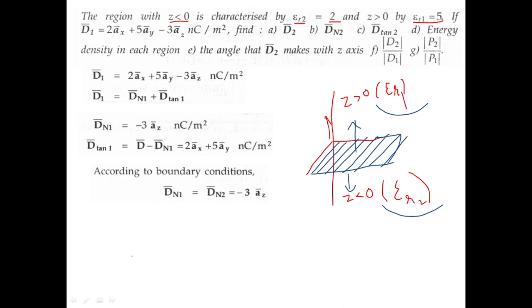So first you need to understand this one. They've specified the boundary. Here the boundary plane is the xy plane. So this is x, y and z, right? Now they've given D1. We have to calculate D2. So D1 is given.